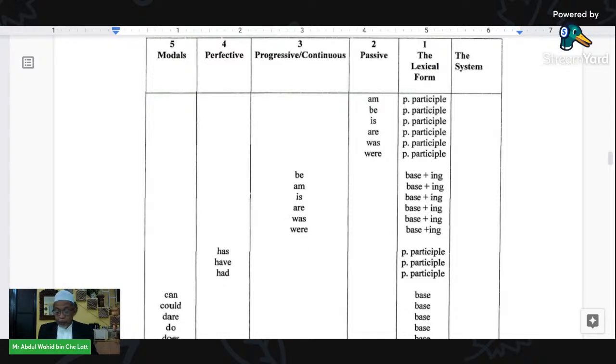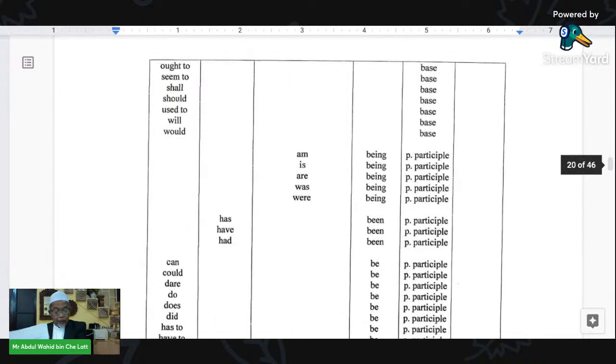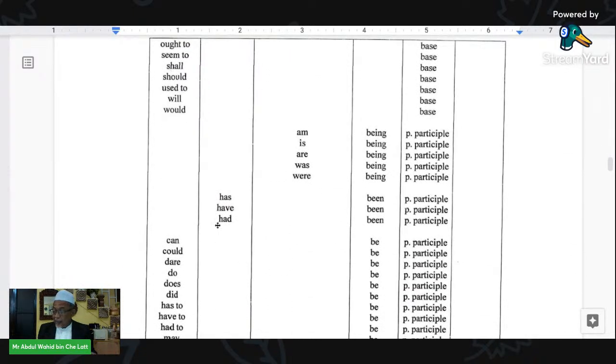Turn to page 21. Put your ruler under the word has in column 4 in the middle there. Has in column 4, been in column 2, and participle in column 1. Therefore, the verb phrase will be has been asked. So the whole sentence will read, Ali has been asked to clean the dishes since this morning.